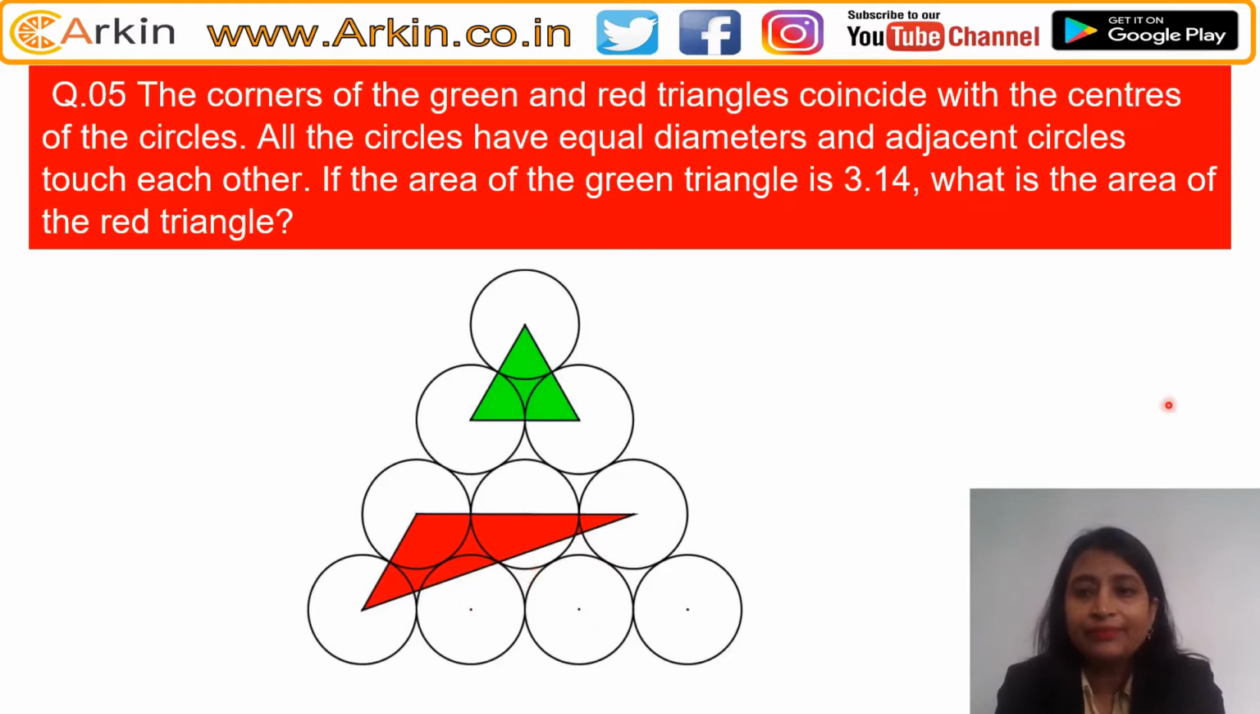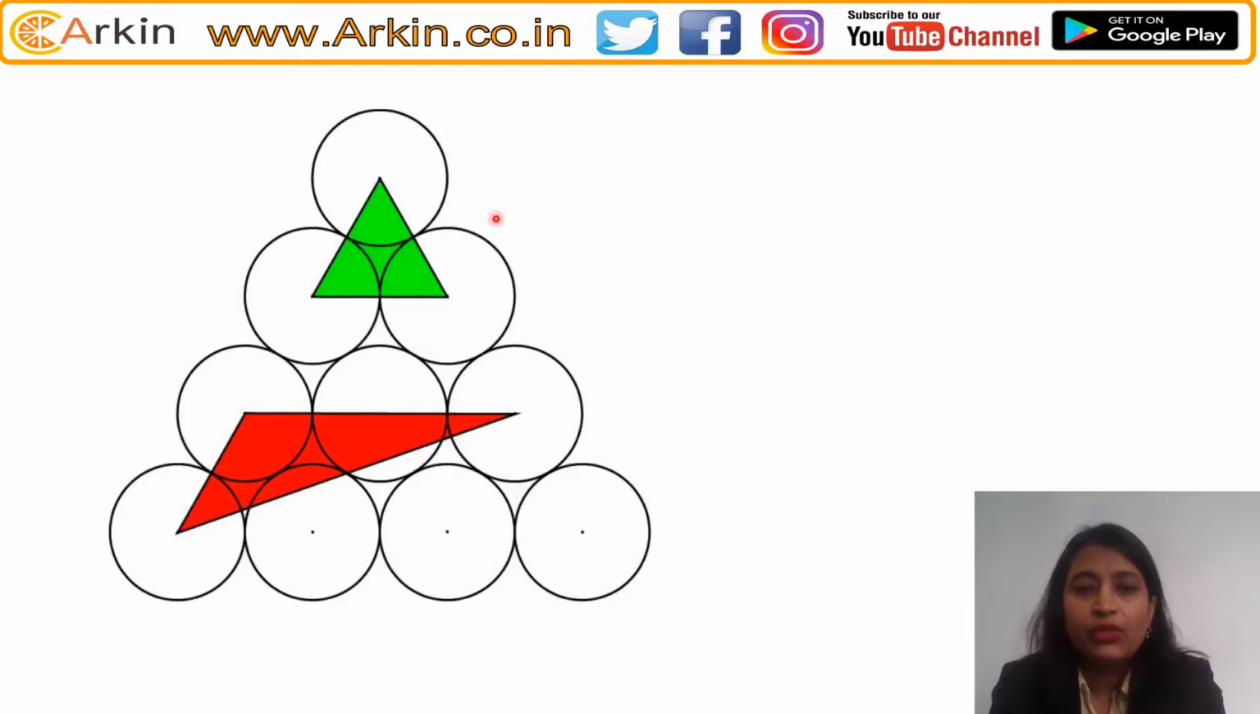So let's see. So here it is. See, these are the centers. All the three circle centers are joined and then we get an equilateral triangle, right? But here, even though this is the center, it is not joined here. And this side is from the circle on the left, and the third here is joined to this point. So let's first try to make a triangle like this and then let's judge whether it's related or not.